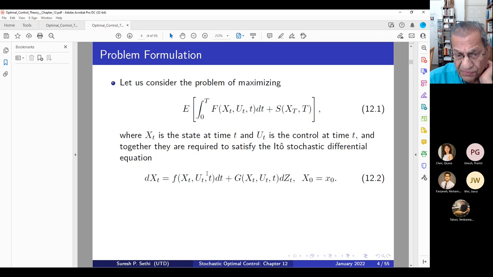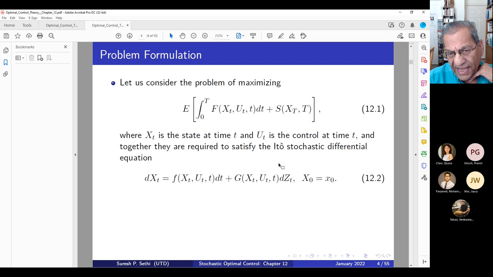The reason I put it this way is because that particular term is nowhere differentiable. So if you divide by dt, you have to find what the meaning is, and I will tell you that the literature has that formulation as well, but this is more standard. When you write the stochastic differential equation, you write it this way.